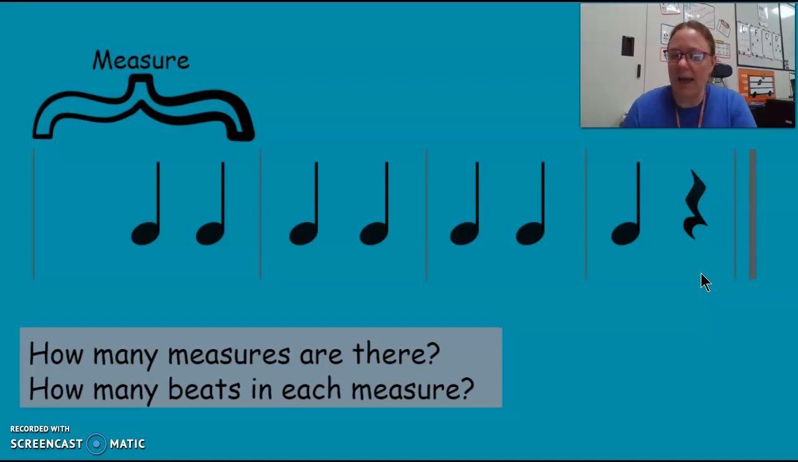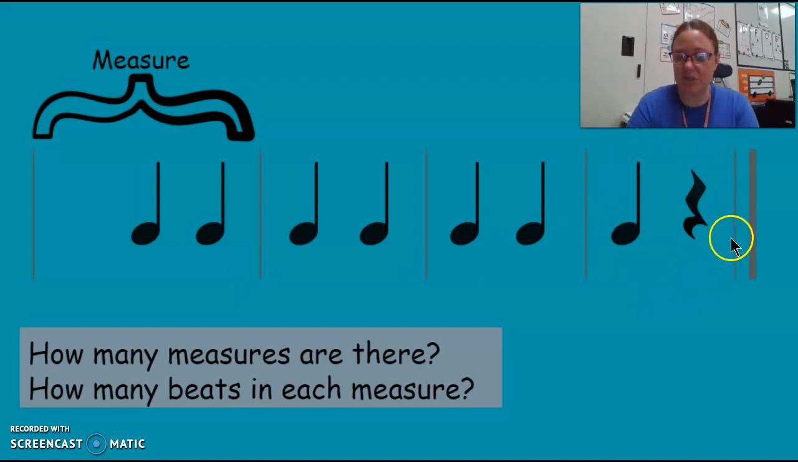Now we need to know how many beats are in each measure. How many beats? Well, let's just look at the first measure. I see 1, 2 quarter notes. I know that a quarter note is worth 1 beat. So if I've got 2 of them, then we have 2 beats in that measure. Take a look, make sure all the measures have 2 beats.